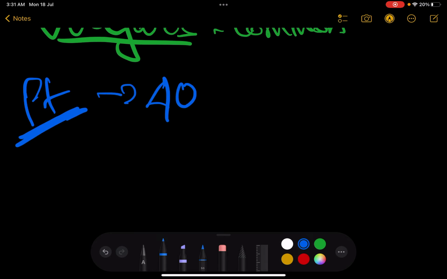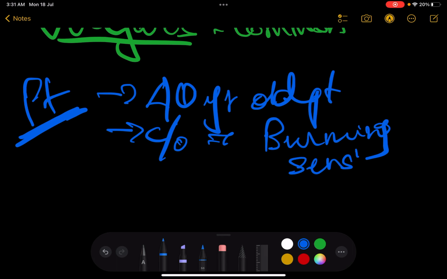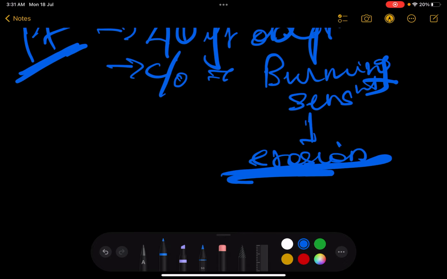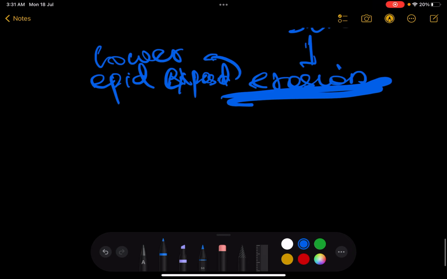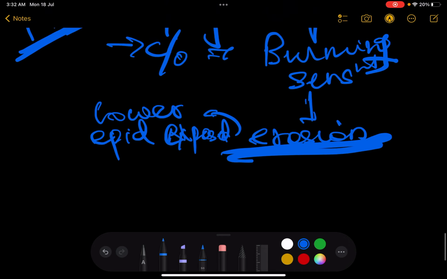Your patient is going to be a 40 to 60-year-old patient whose complaint is going to be a burning sensation. Why? Let's talk about that. The burning sensation is obviously because of the erosion that has occurred. When the skin is eroded, the lower epidermis is exposed, so there is going to be a lot of burning. And this is going to be the complaint of the patient.